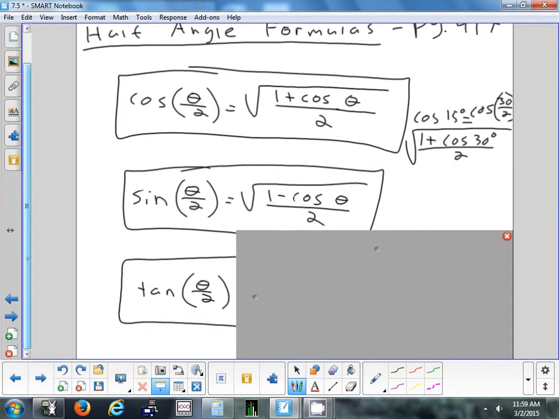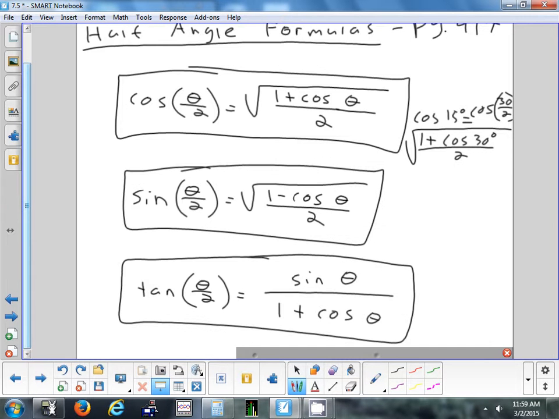Okay. Same thing with sine. And the last one is tangent. If you wanted to get rid of dividing by 2, it's the sine of the angle over 1 plus cosine. Okay, in a college level class, you'd probably go through and prove all of these and where they come from. You'd even do proofs with them, like we did in the last section. But we're not going to do that.